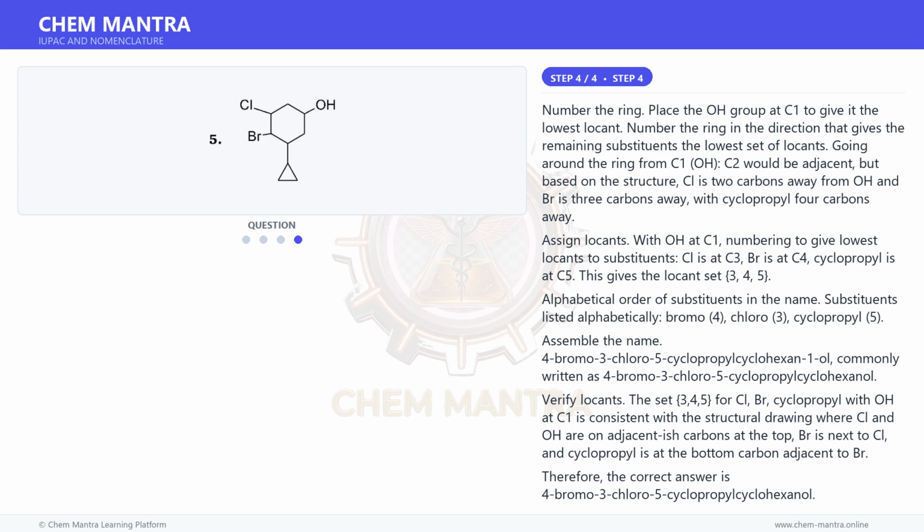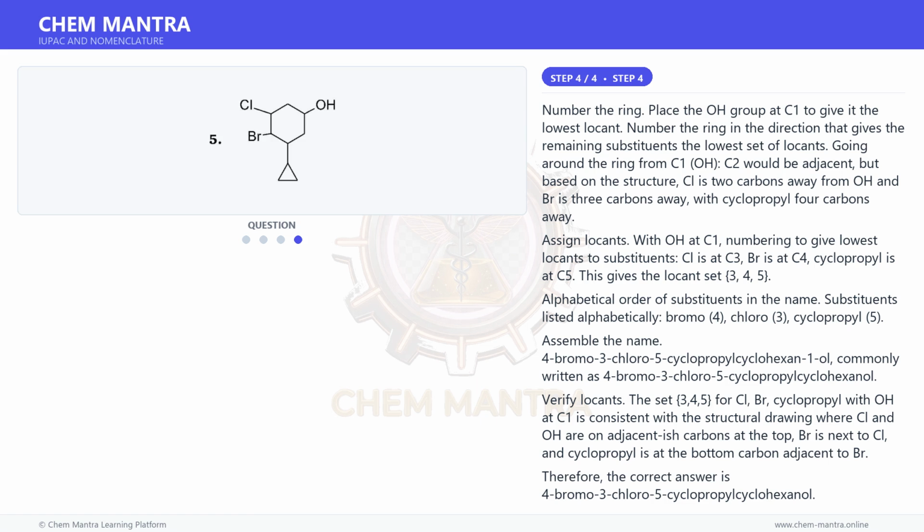Assign locants. With OH at C1 numbering to give lowest locants to substituents, Cl is at C3, Br is at C4, cyclopropyl is at C5. This gives the locant set 3, 4, 5. Alphabetical order of substituents in the name. Substituents listed alphabetically: bromo, 4, chloro, 3, cyclopropyl, 5.